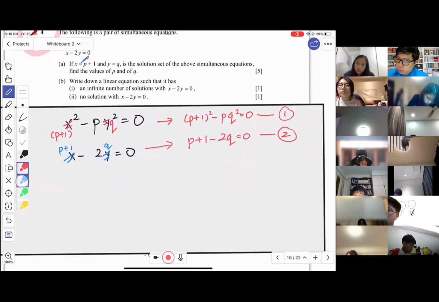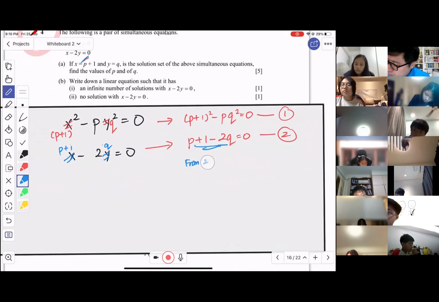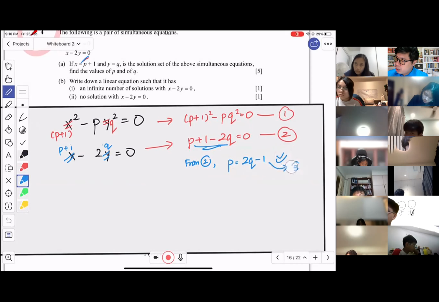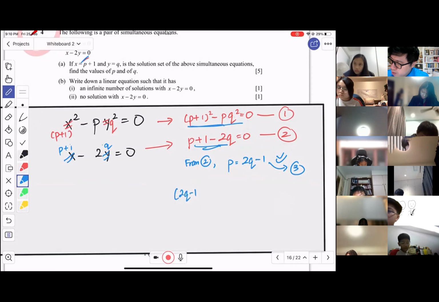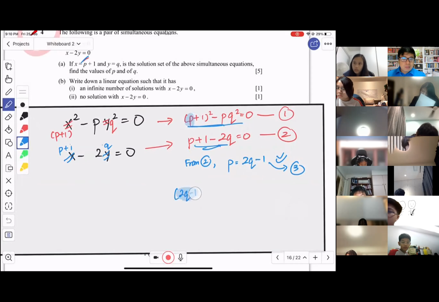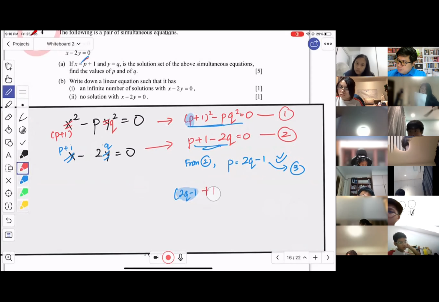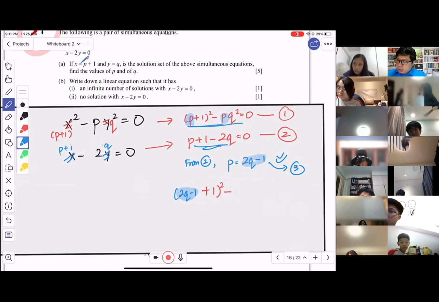I will take equation 2 to create the substitution. p is equal to 2q minus 1. Let me call this equation 3. So I substitute into this one. This is 2q minus 1. That's my p. My p now is 2q minus 1, plus 1, squared, minus, again, my p now is 2q minus 1.